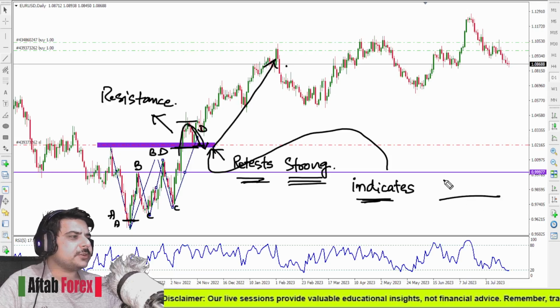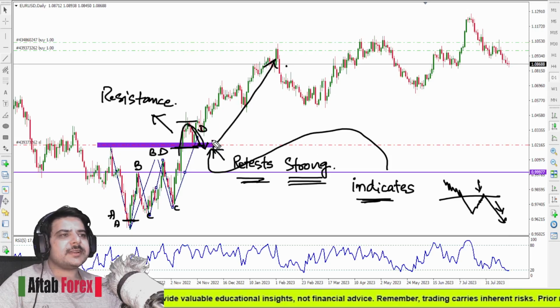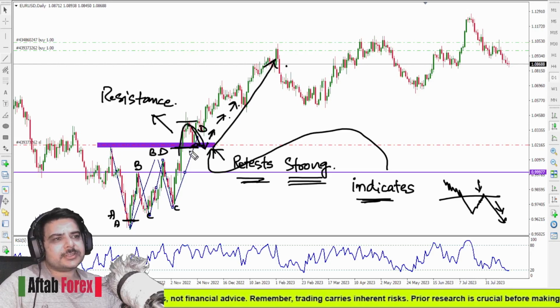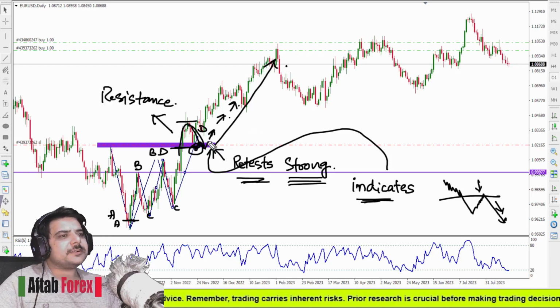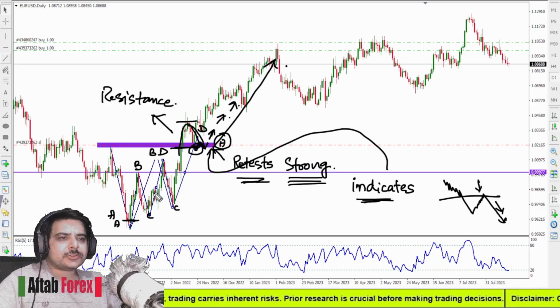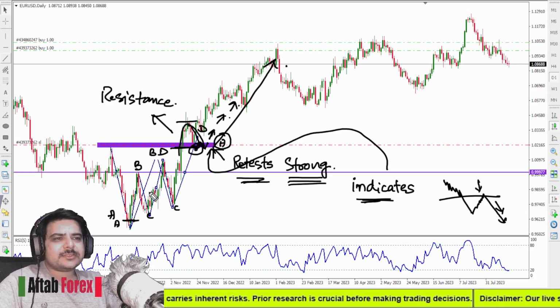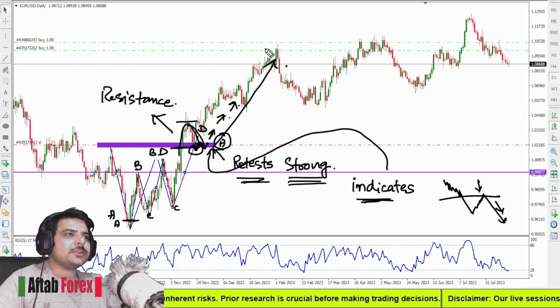If this is a support, it is broken to the bottom side, and this is a retest, it is a strong confirmation of a bearish rally. And the same is the case right here, a very strong impulsive wave was suggested by this retest. What after that? We got even bigger.